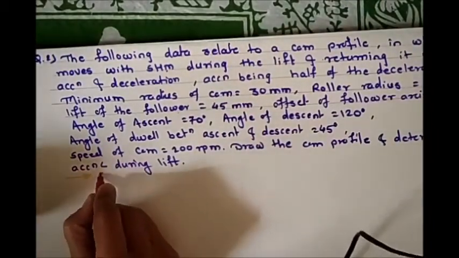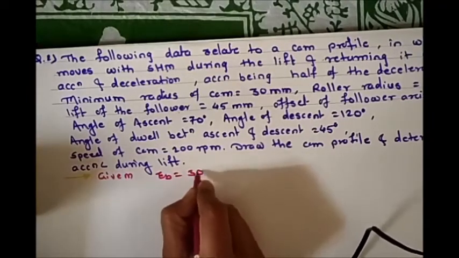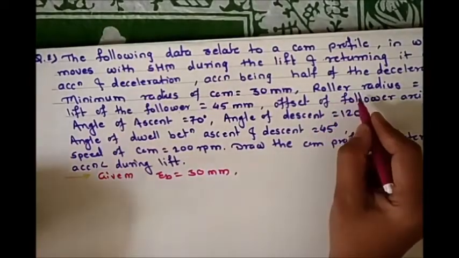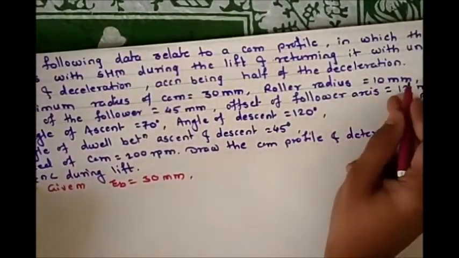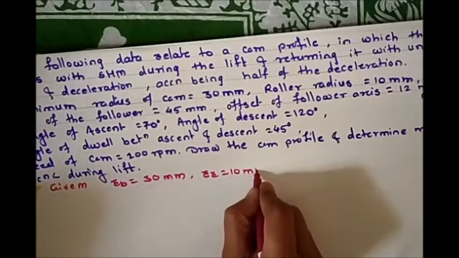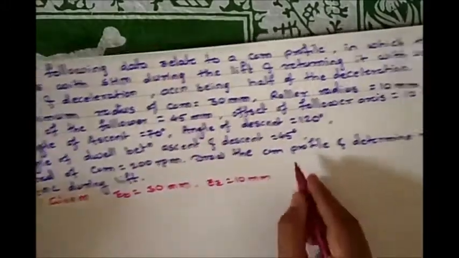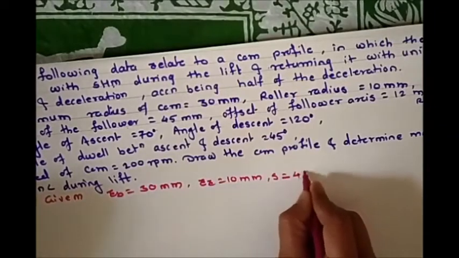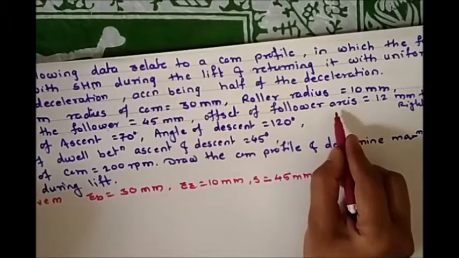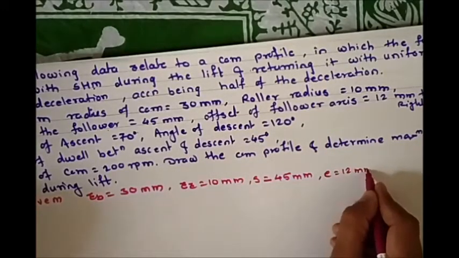RB is equal to 30 mm, that is the base circle radius of the cam. Then the roller radius is given, that is equal to 10 mm, so R is equal to 10 mm. Then the lift of the follower is 45, so S is 45 mm. The offset of the follower axis is 12 mm, that is E is equal to 12 mm.